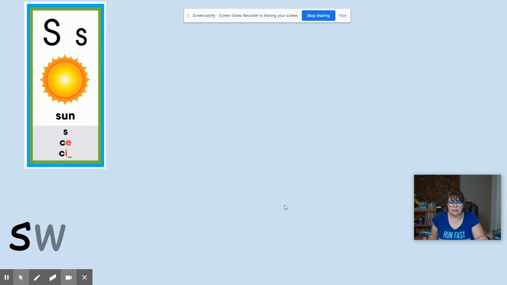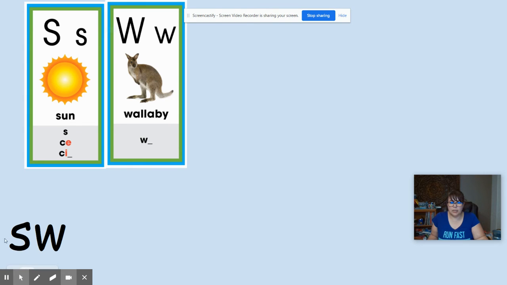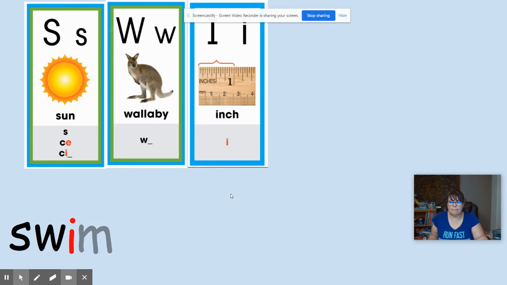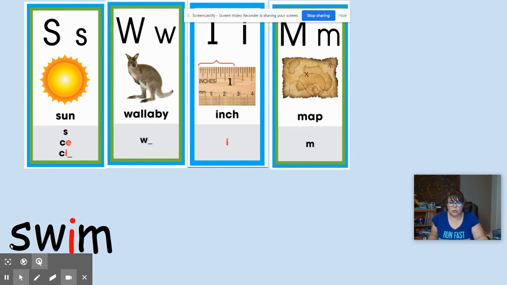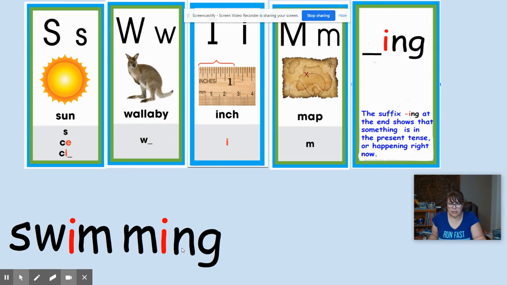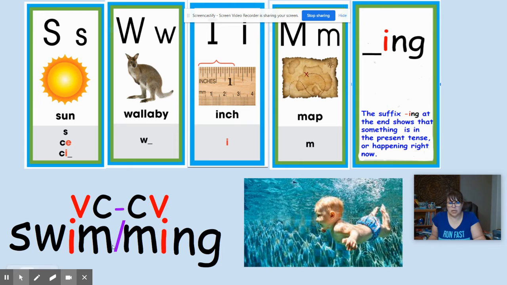S, like in sun. W, like in wallaby. Let's blend. Sw. I, like in inch. M, like in map. And the word is swim. Swim. 1 syllable. Okay, i is a short vowel, and it only has 1 consonant. So before I can add the -ing, I have to double the consonant, and then I can add -ing. So now it follows the vowel, consonant, consonant, vowel rule. And we separate between the two m's, and the word is swimming.